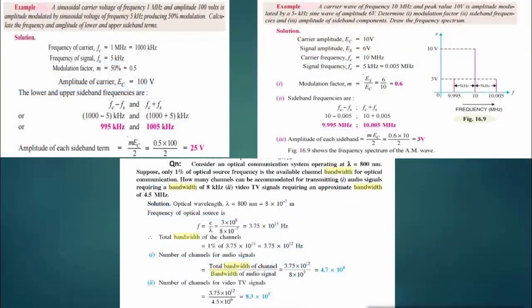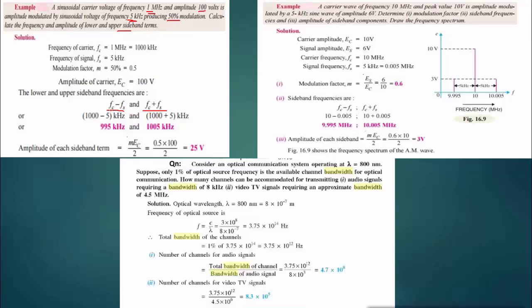So we have another example here: a sinusoidal carrier voltage of frequency 1 megahertz, amplitude 100 volts, is amplitude modulated by a sinusoidal voltage of frequency 5 kilohertz, producing 50% modulation. So we have things to note: the signal frequency, the modulation factor, the carrier frequency. Calculate the frequency and amplitude of the lower and upper sidebands. So again, we know this is the lower sideband, this is the upper sideband. If you have the values, it's not a problem.